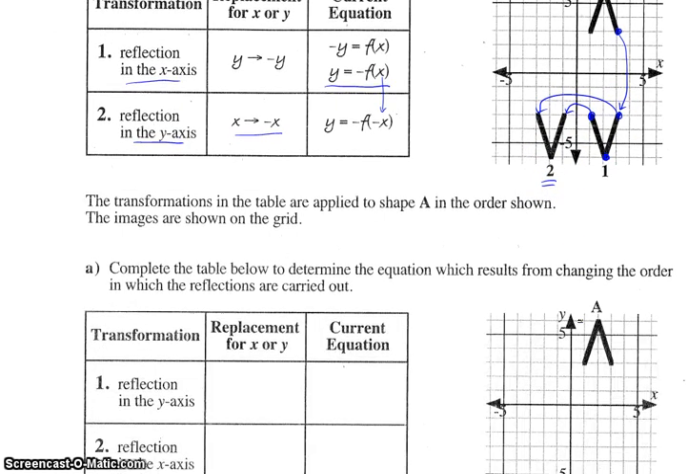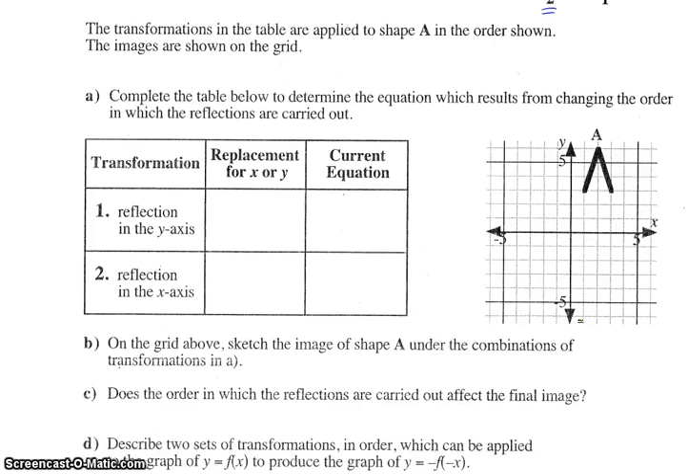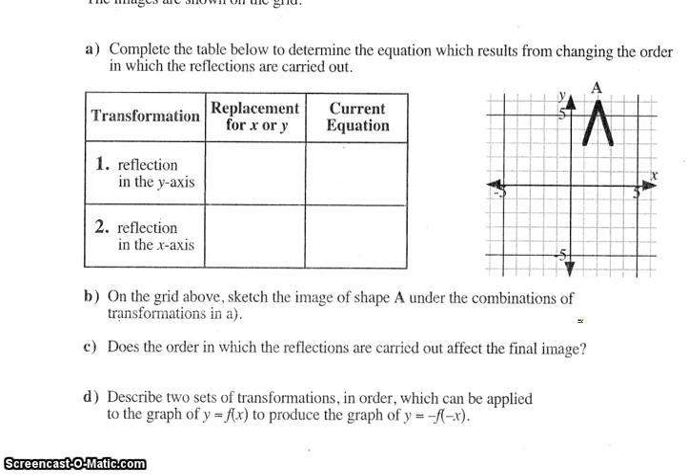Okay, now let's try this in a different order. Complete the table below to determine the equation which results from changing the order in which reflections are carried out. So, reflection in the y-axis. If we reflect in the y-axis, let's look at our graph. Just imagine this in your head if you don't have a graph. This point would be reflected over to here. What changes sign? Well, the x-coordinate would change sign. It would go from 1 to negative 1. So x gets replaced with negative x. In the equation, we started with y equals f of x. So x gets replaced, and now we have y equals f at negative x.